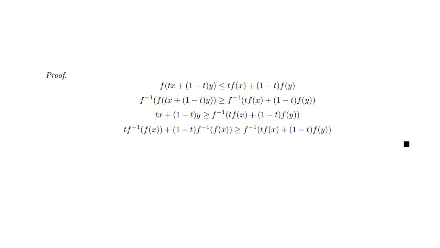We can first say that f is convex, right? That's the definition over here. And since f is decreasing, we know that the inverse of f is also decreasing, if it exists. So we can apply this and say that the inverse of the left side is, we flip this sign to be greater than the inverse of the right side. So you cancel the inverse with the function because that's the definition, and then you get tx plus 1 minus ty is greater than or equal to the inverse f of tf of x plus 1 minus tf of y.